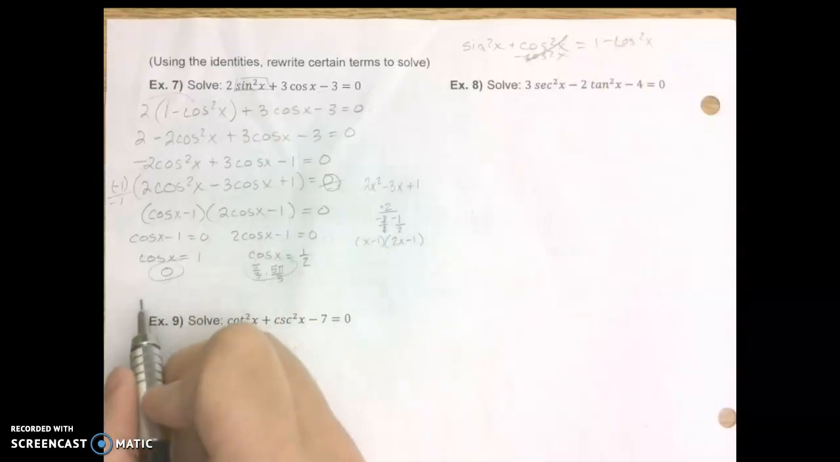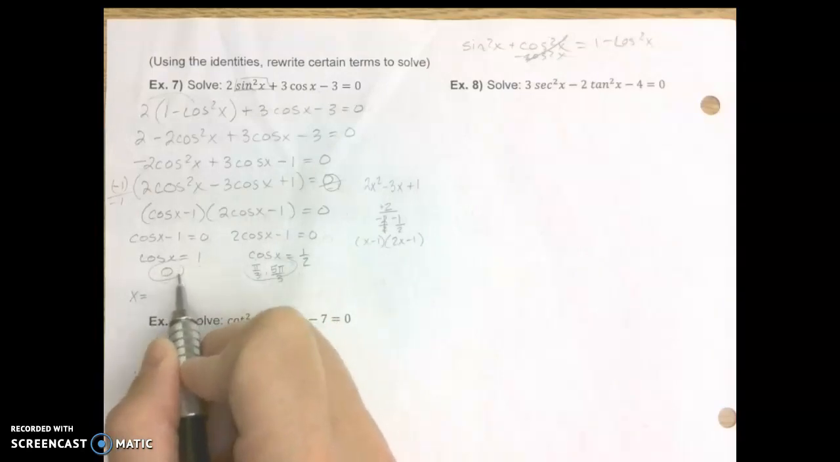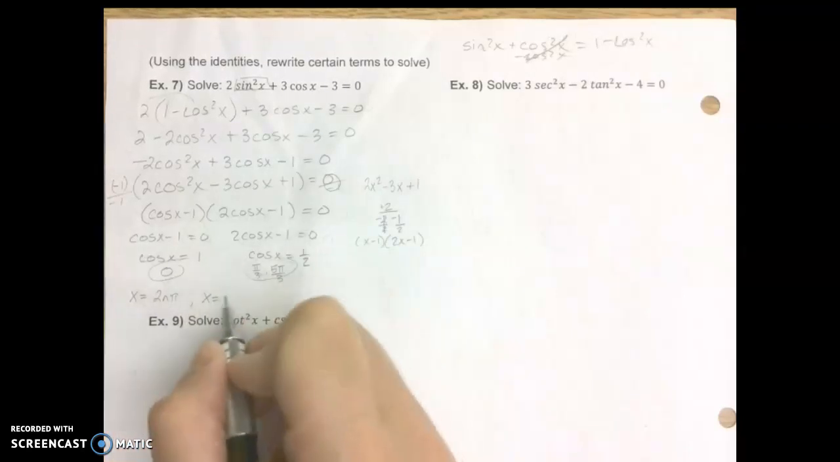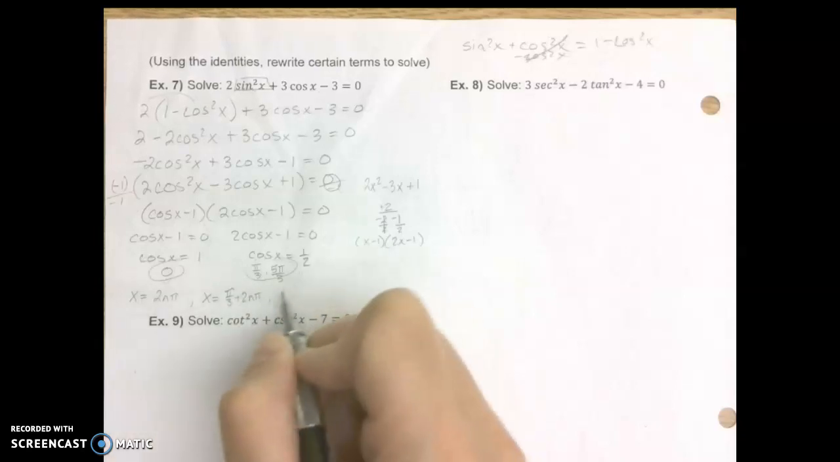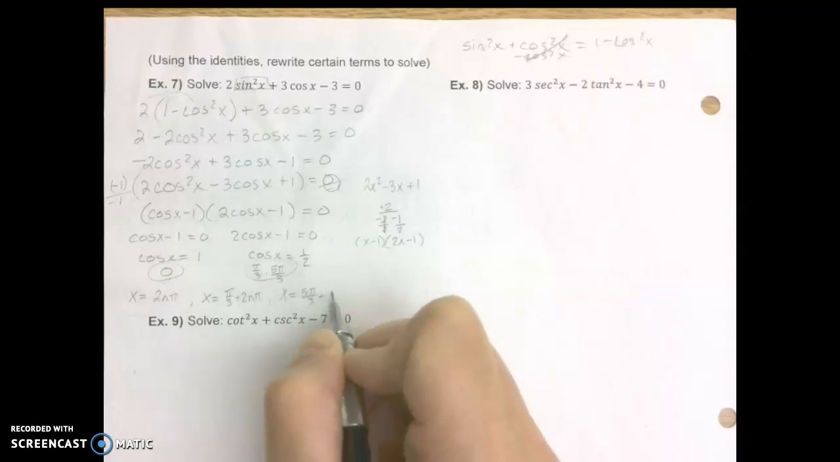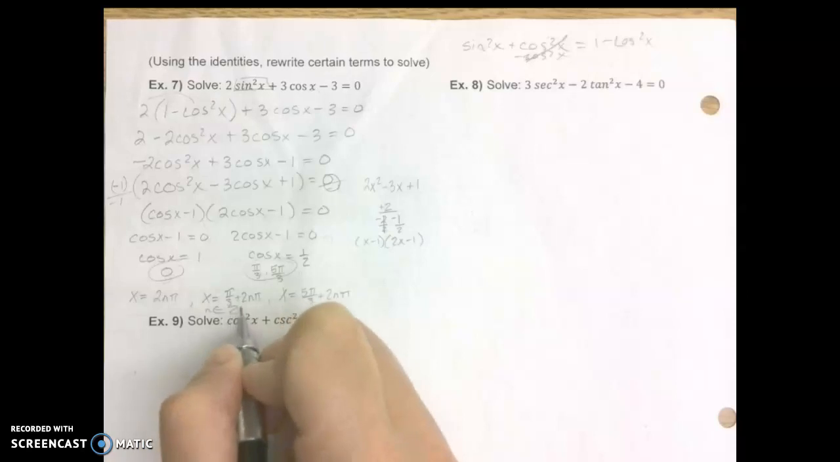But if I need to do the equations, then I'll have x is equal to 0 plus 2n pi, which is just 2n pi. Okay, x is going to equal pi over 3 plus 2n pi. And x is going to equal 5 pi over 3 plus 2n pi, where n is an element of the integers.